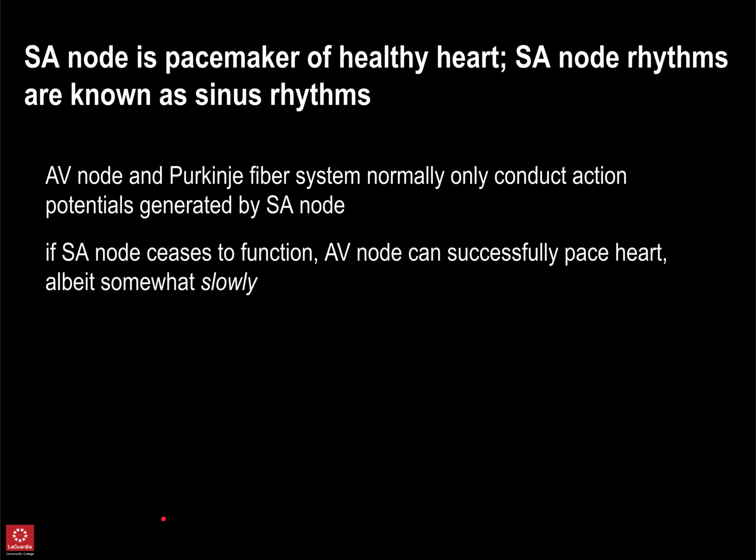The SA node is the pacemaker of the healthy heart, and SA node rhythms are known as sinus rhythms. The AV node and Purkinje fiber system normally only conduct action potentials generated by the SA node. If the SA node ceases to function, the AV node can successfully pace the heart, albeit somewhat slowly.